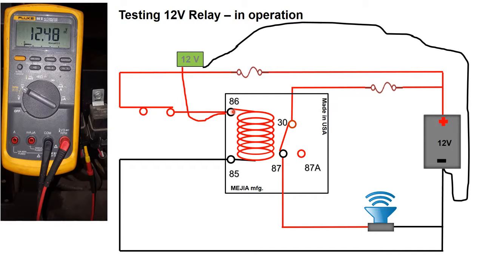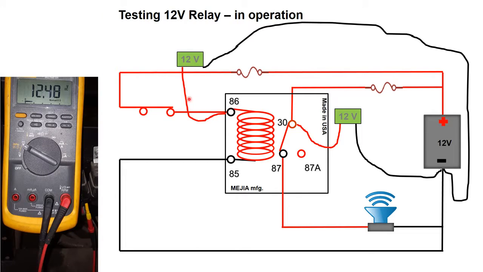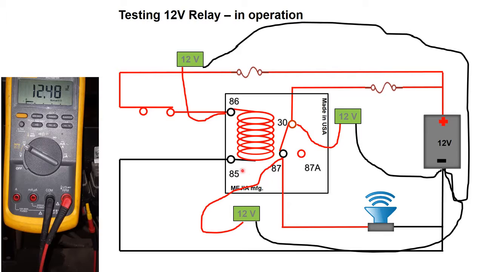The next thing I want to check is to make sure that terminal 30 also has power. Okay. In the case of this, it does. I got 12.48 volts. The next thing I want to check is to make sure that the voltage that is available at 30 is switching over to 87. In the case of this, it is. I got 12.48 volts.